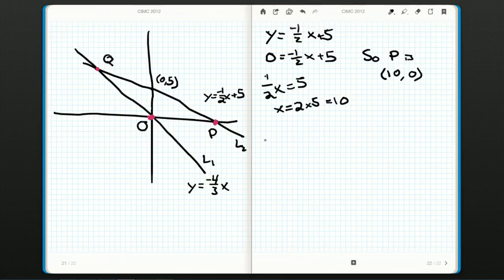Alright, now how about Q? Well, we have to set both of these equations equal to each other. Okay, so Q, it's going to have the same y-coordinate regardless of what line we're looking at, but it's the formulas in terms of x that we need to equate.